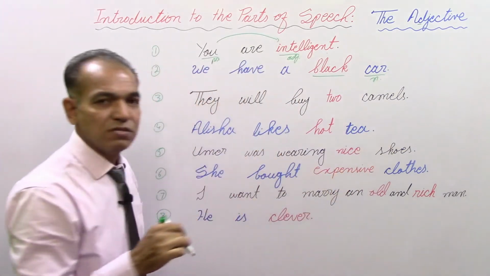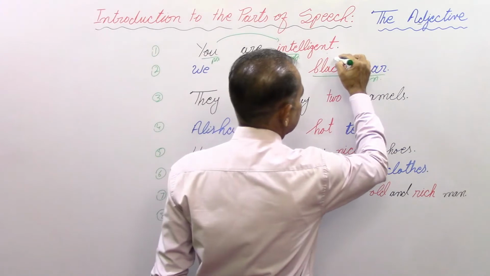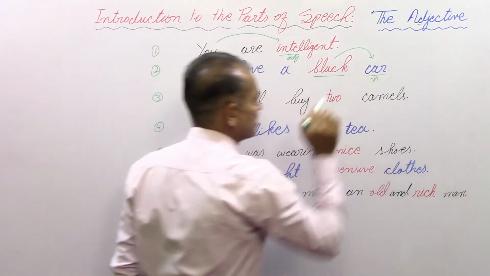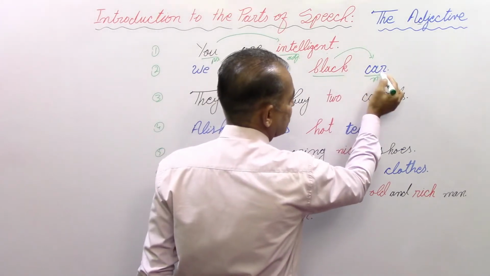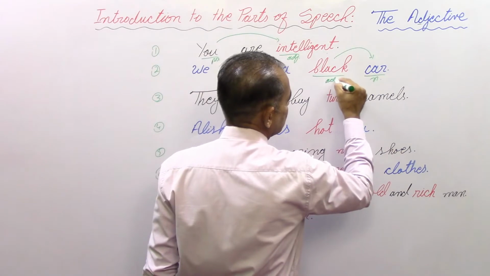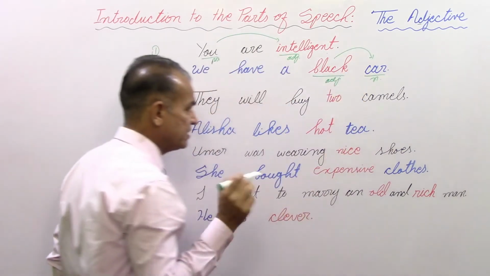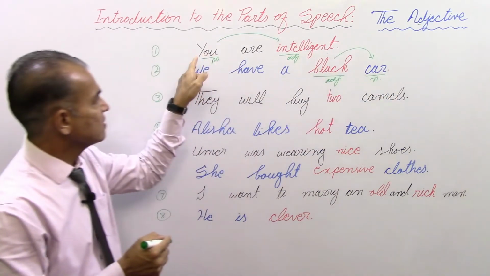So when I have used the word black, by this word you have learned what color the car is. The car is black. As this word has told something about the car, it means this is an adjective. What is an adjective? The word that provides some extra information about a noun or pronoun.